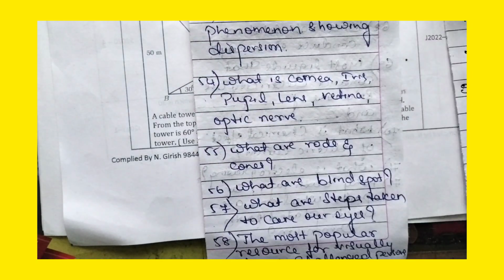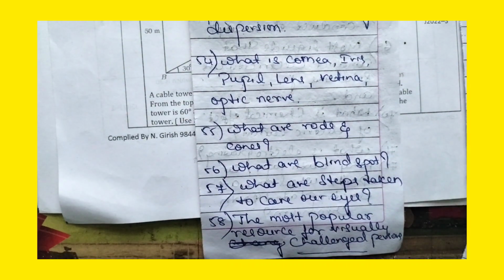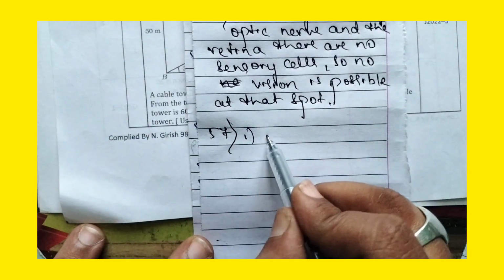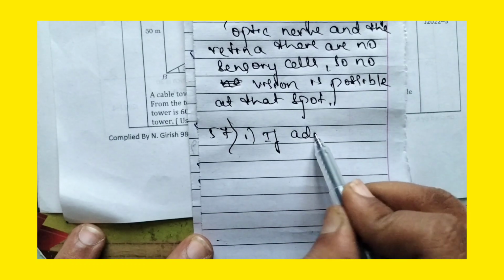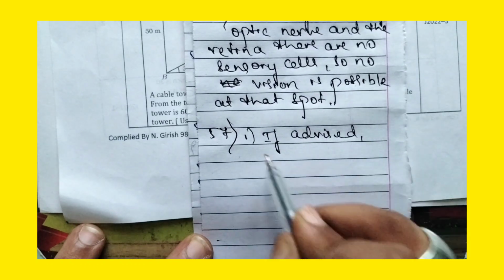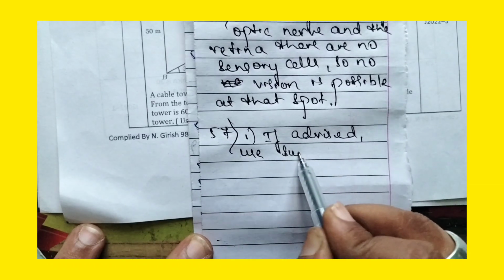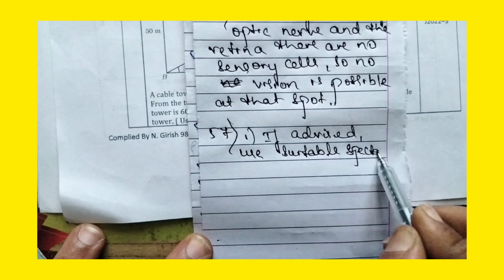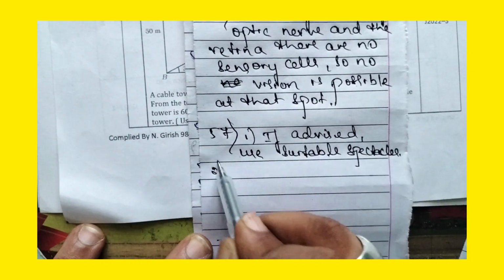Now let us move to 57th question. The 57th question is, what are the steps taken to care for our eyes? So when we care for our eyes, what steps do we take? Now let us answer the 57th question. The first point is, if advised, use suitable spectacles. This is the first one.